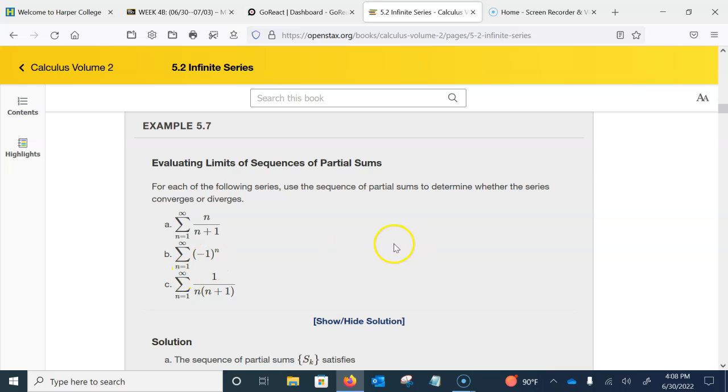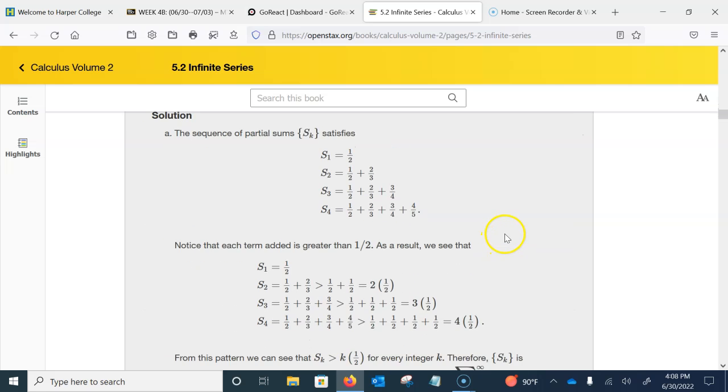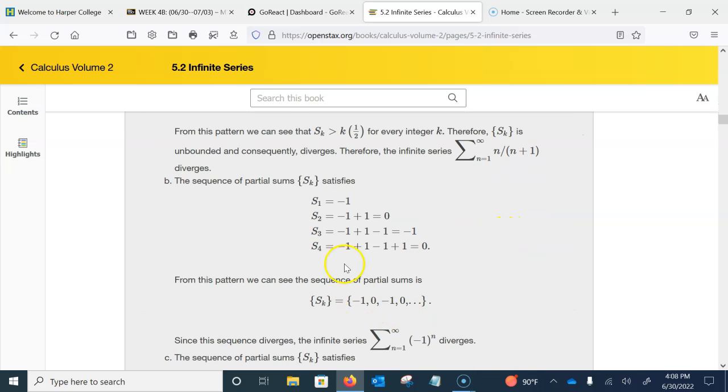So I'm going to be adding minus 1 plus 1, minus 1 plus 1 forever and ever. Let's look at the partial sums. If I add just the first term, it's minus 1. If I add the first two terms, it's 0. If I add the first three terms, it's minus 1. If I add the first four terms, it's 0. And so this is going to go back and forth between minus 1, 0, minus 1, 0.